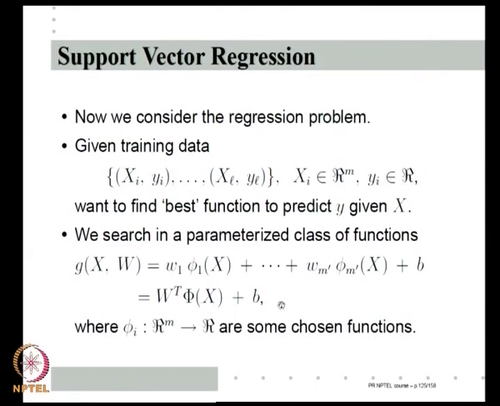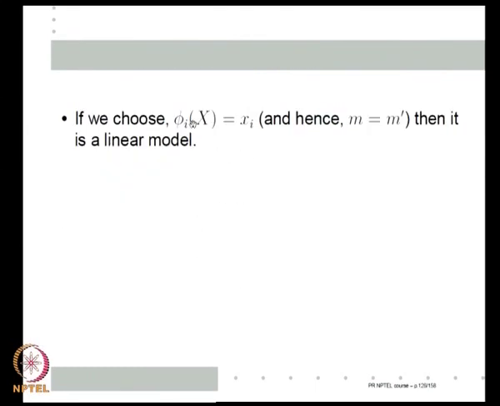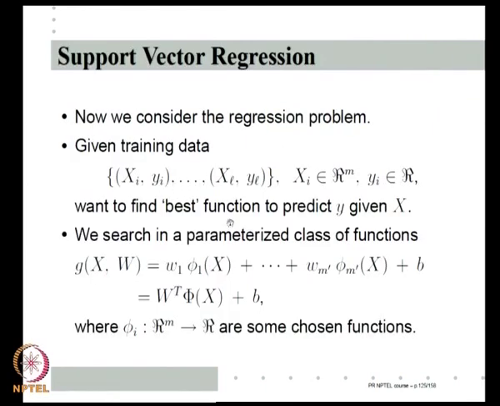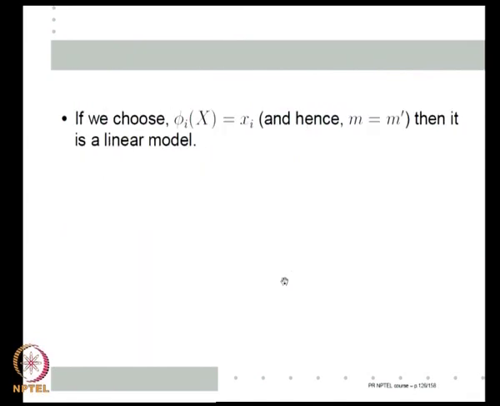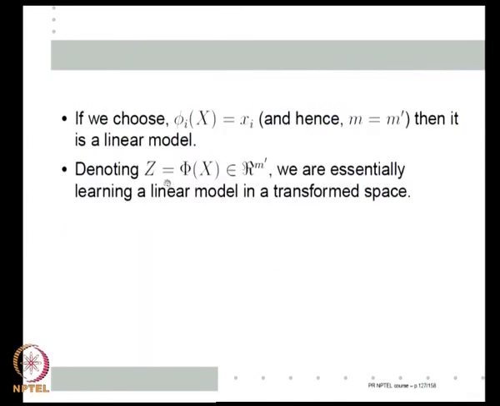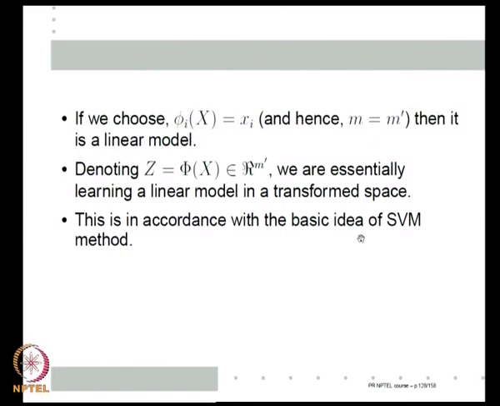Now, basically there are two ways of looking at it. Of course, if you choose phi i of x equal to xi, the ith component, then m prime is equal to m and it is simply your w transpose x plus b, your linear model. Otherwise, as we said, it is like choosing some fixed functions. But what we are going to do is think of z as capital phi of x. So, transforming m dimensional x to m prime dimensional z, and then we are essentially learning a linear model in the transformed space. This is the basic idea of SVM, right.